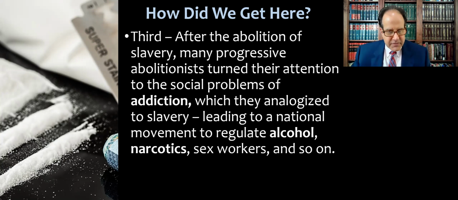After the abolition of slavery, after the Civil War, a lot of those progressive abolitionists, the same people who had fought for years to abolish slavery, turned their attention to other social reforms and to social problems like addiction, which they analogized to slavery. And to be honest, a lot of times they took the metaphor a little too far, right? But the idea was there were widespread substance abuse problems in the United States.